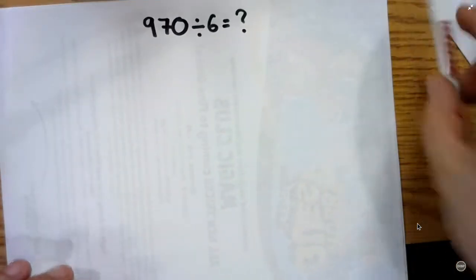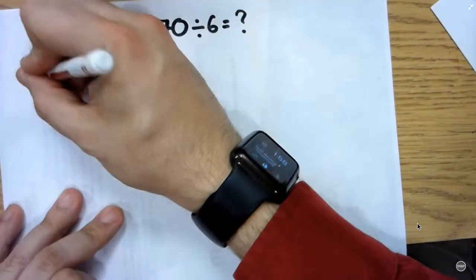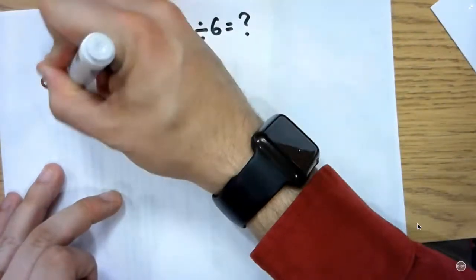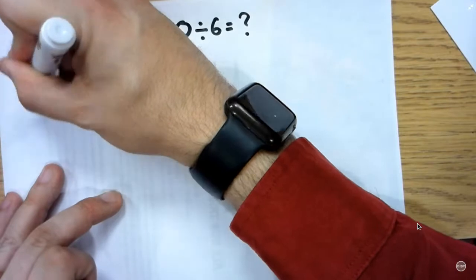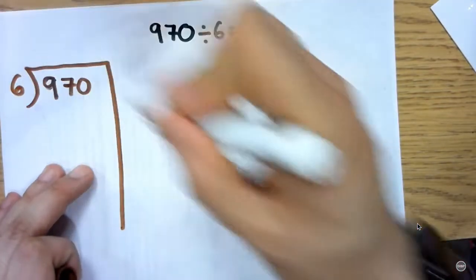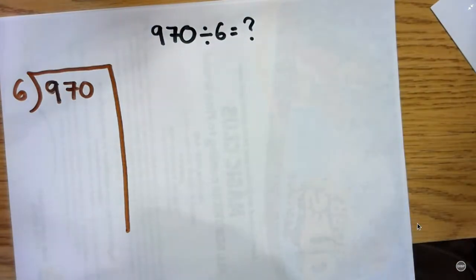Let's take a look at another example here. 970 divided by 6. So let's set this up the same way. That's a terrible marker here. Let's get a fresh one here. 970 divided by 6. All right, so we're going to go through the same process.